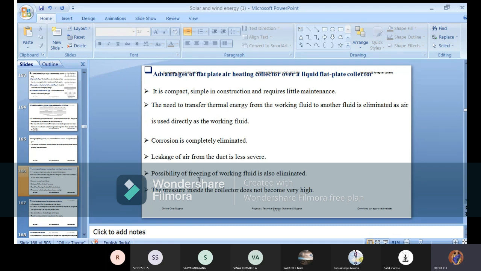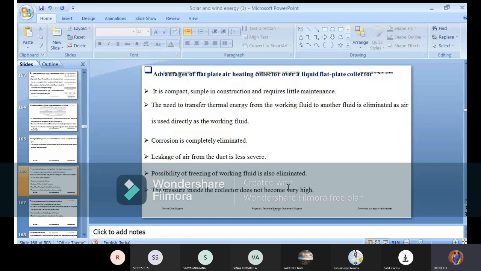Freezing, in the sense, is based on temperature. If it is too hot, definitely the water will be circulating. Let us assume you are installing this in a cold area or polar area. What happens if the temperature goes very low? The water content can become ice. Ice, of course, can act as a barrier for the movement of a fluid from one region to another region. So this possibility of freezing of working fluid is also eliminated.